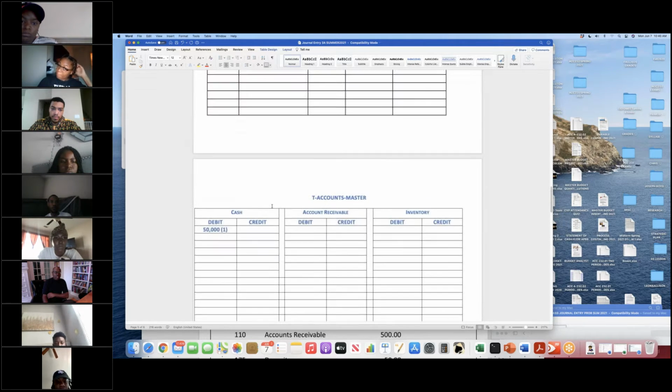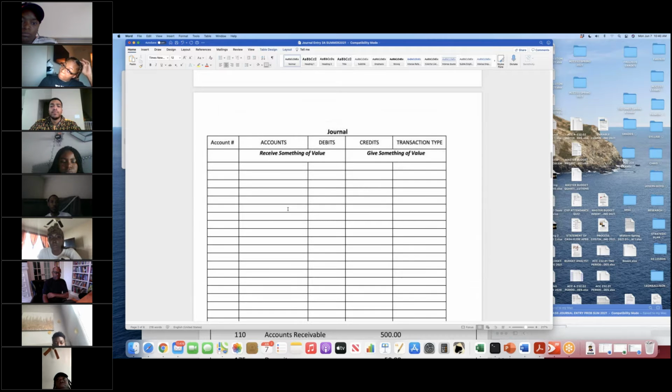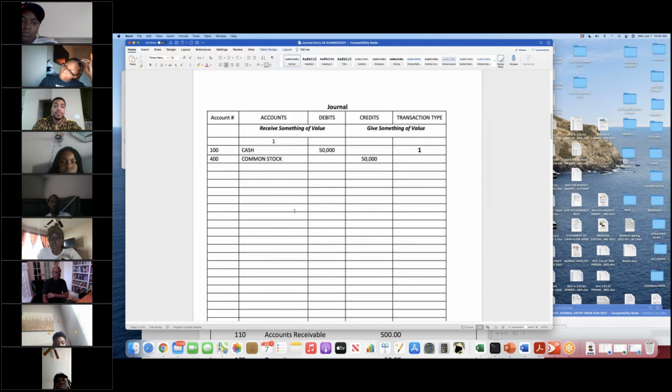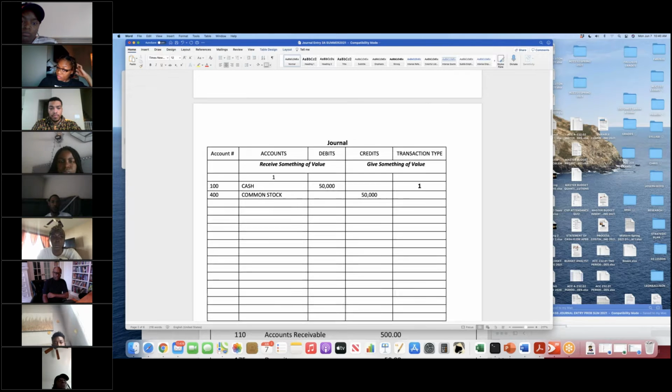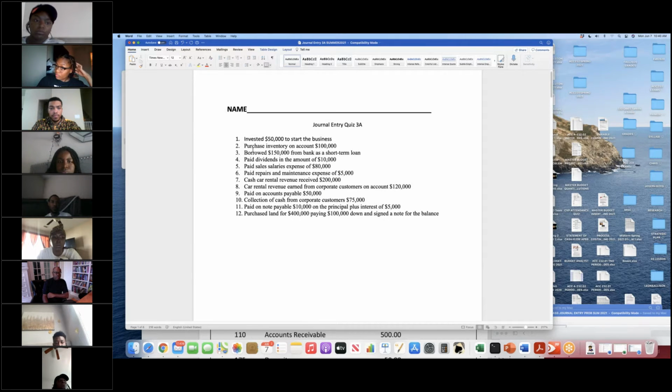So that's how we post a journal entry. If it's on the debit side in the journal, it's on the debit side in the T account. If it's on the credit side, it's on the credit side. What we're trying to do is find out how much is in each account. I'll do another one for you.